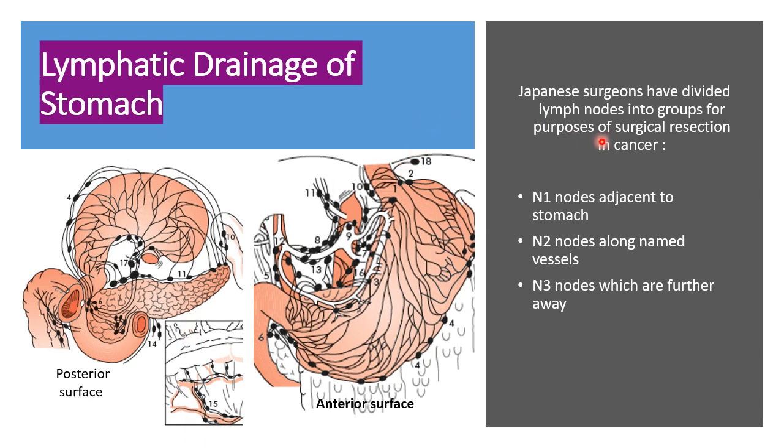The Japanese surgeons have divided the lymph nodes of the stomach into groups for the purpose of surgical resection in stomach cancer. The N1 lymph nodes are the lymph nodes adjacent to the stomach. They lie on the surface of the stomach. The N2 lymph nodes are nodes along the named vessels such as the right gastric, left gastric, and right and left gastroepiploic. These are all the N2 lymph nodes. And the N3 lymph nodes are those which lie further away from these named vessels. So they are divided into 3 tiers: N1, N2, N3.